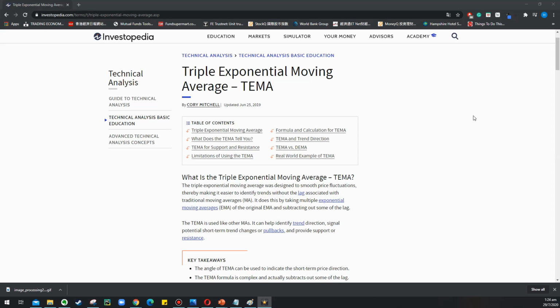Triple EMA is a trend trading strategy that uses 3 different periods exponential moving averages to generate trading signals. Here is the definition from Investopedia.